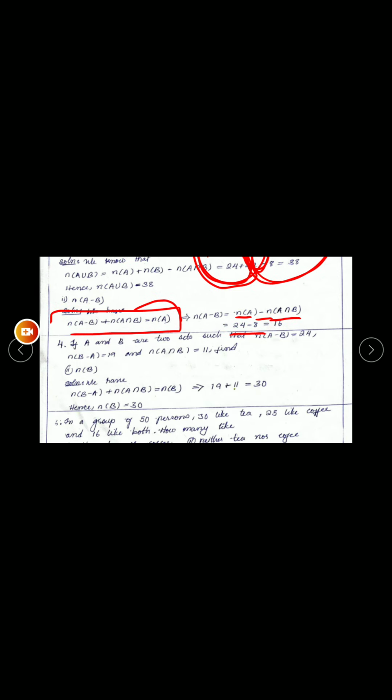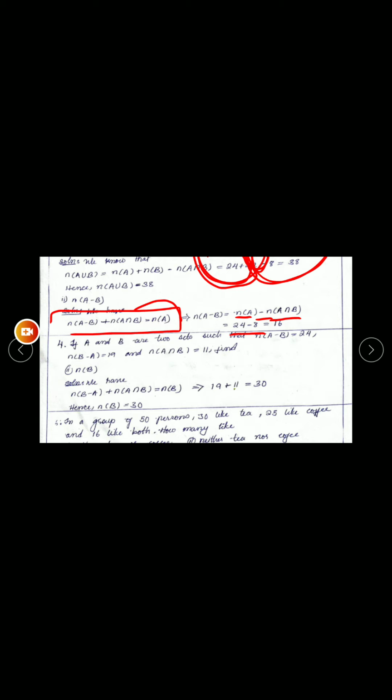Now question number 4. If A and B are two sets such that n of A minus B is equal to 24, n of B minus A is equal to 19, and n of A intersection B is equal to 11, find n of B.